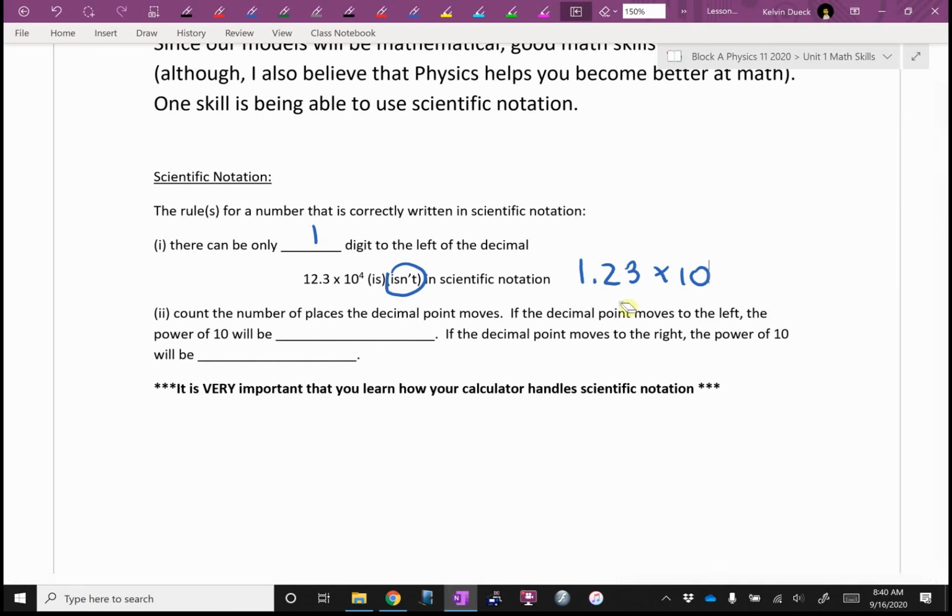Anyways, this part is usually pretty easy. The power of 10. Well, here's what we would be saying. By moving the decimal over one to the left, we've added an extra power of 10. This would be 1.23 times 10 to the fifth.